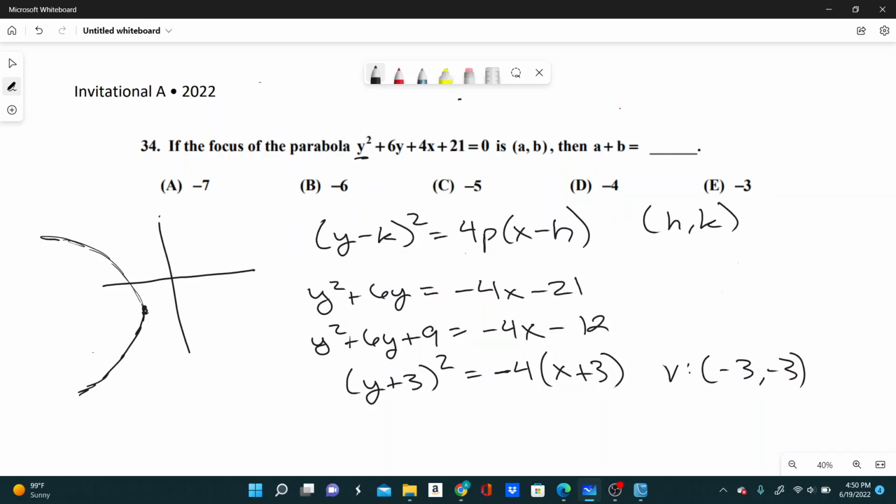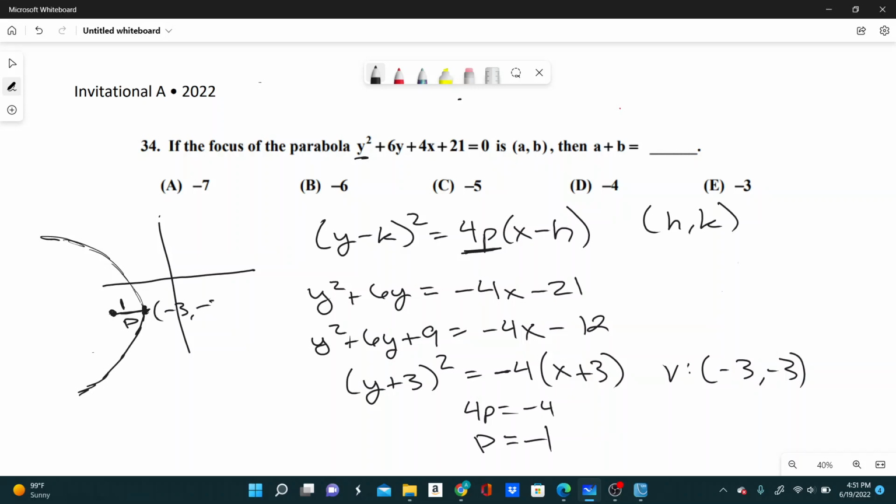So what this 4p means is that p is the distance from our vertex to our focus. If our focus is right here, then the distance from our focus to our vertex, this length right here, is p. And so if 4p equals negative 4, then p equals negative 1. And so we can just take the distance as 1. The negative just implies the distance is to the left. So if p is negative 1, then this distance is 1.